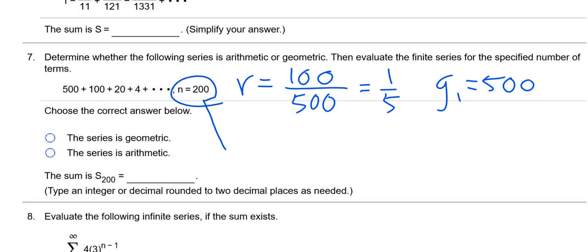Ah, they gave me information right there. They told me that there were 200 terms. So at first, I know you got confused when you saw the dots, but they stopped you by saying that there were 200 terms. So we want the sum of the 200 terms. First term, 500. 1 minus the multiplier. 1/5 is another way of saying 0.2 if you want to use the decimal.